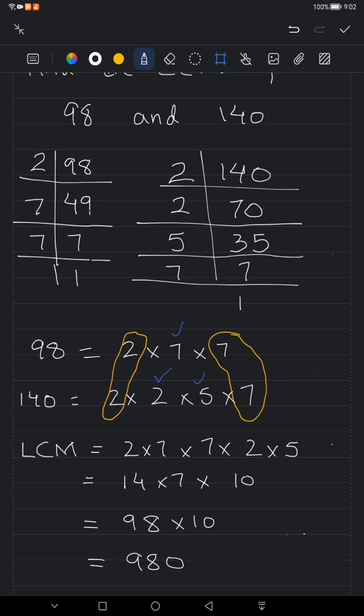Try to practice more questions. It will help you a lot in grasping the concept.